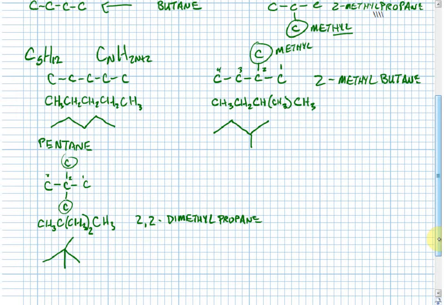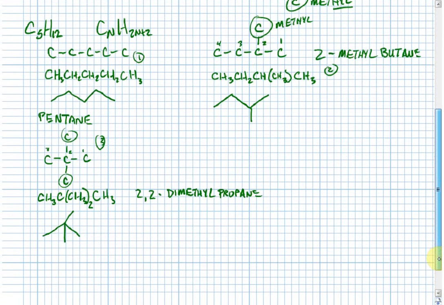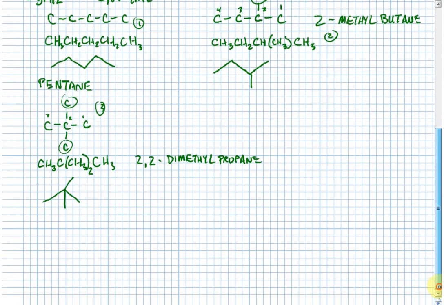So we have 1, 2, 3 different isomers for C5H12. Okay. You might imagine we'll go up to C6H14, and you won't be surprised that we'll run across a number more isomers. So again, 6 in a row is the simplest structure, and we all know that's called hexane.